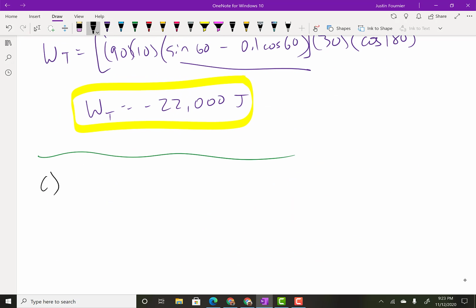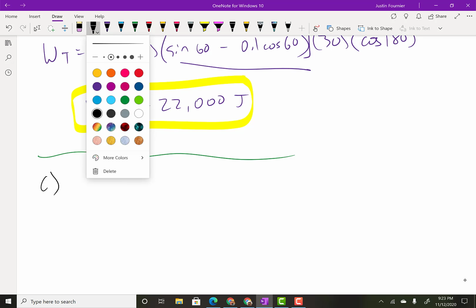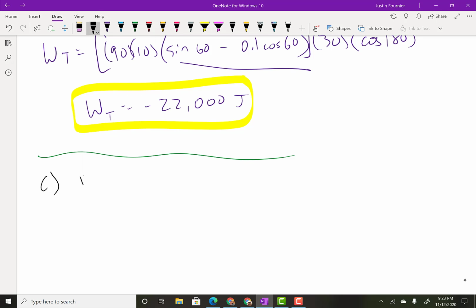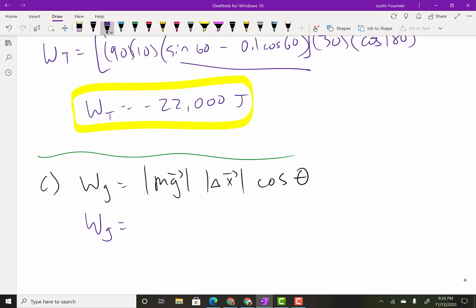So this is part C. Work done by the gravitational force, you can probably guess, it's the same idea. We have the magnitude of the gravitational force, multiplied by the displacement, multiplied by cosine of the angle between those two vectors. So that's the work done by the gravitational force. Do I have all this? Yes, I do. So I'll just plug all this in then.